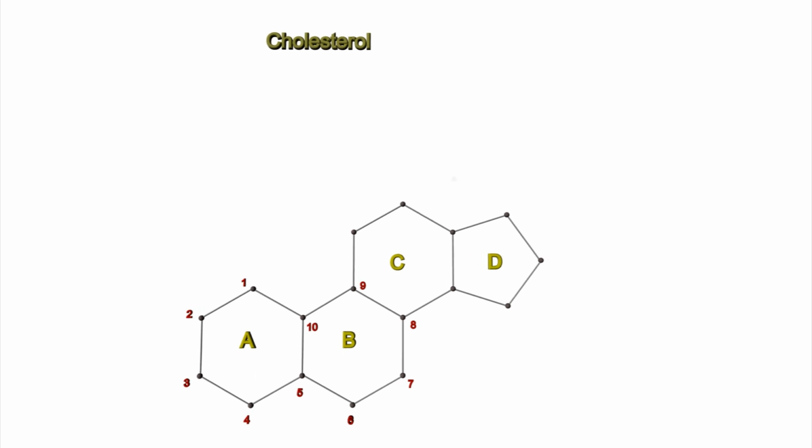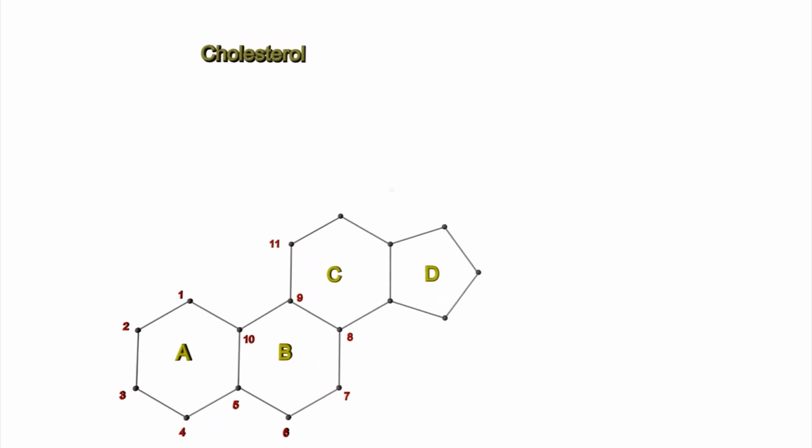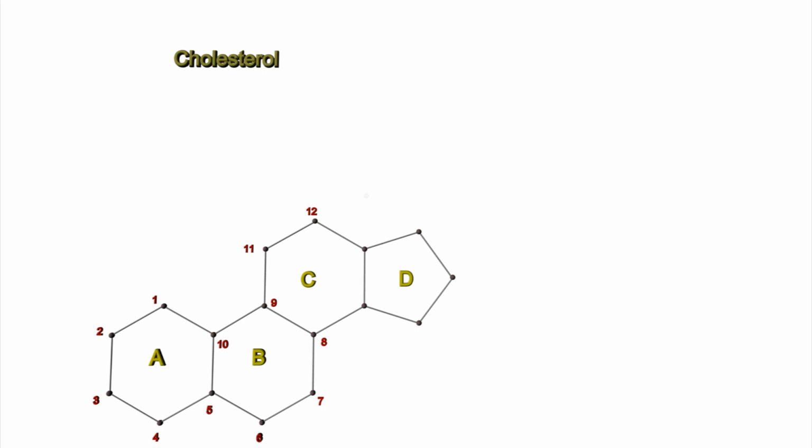Then we continue with 11, 12, 13, 14, 15, 16, and 17. The next is a methyl group that attaches to carbon 13 and a second one attached to carbon 10. That gives us carbons 18 and 19 respectively.